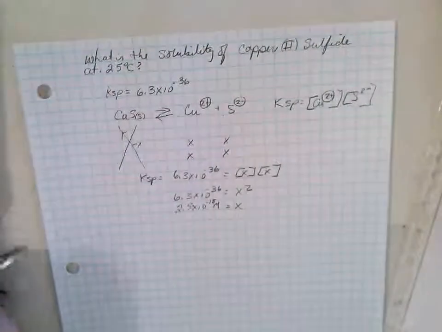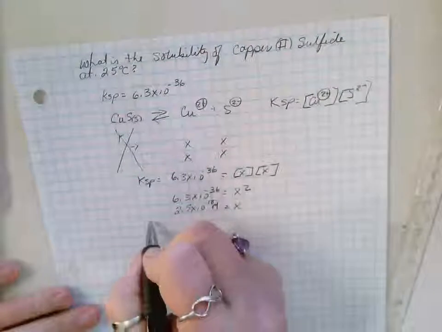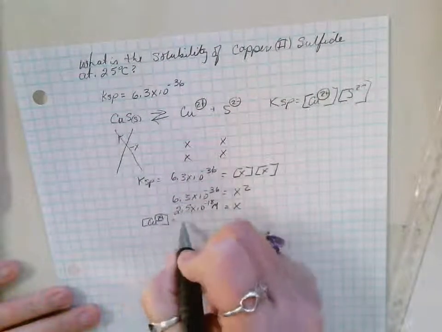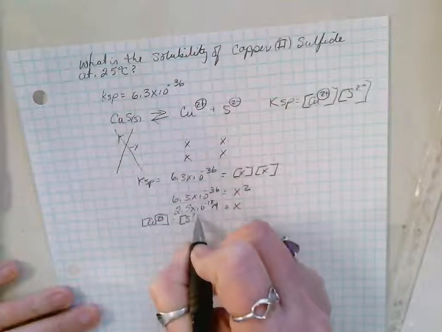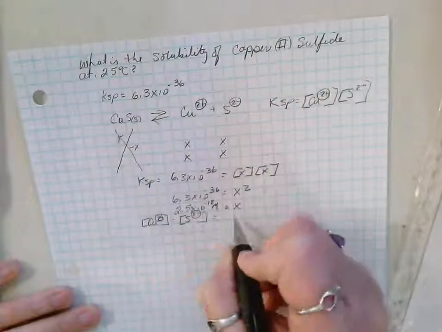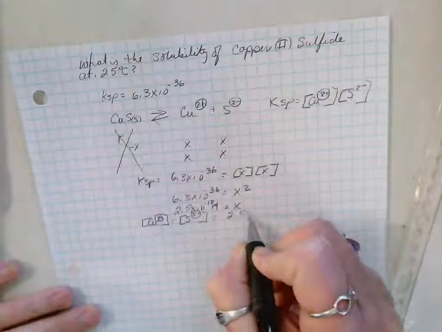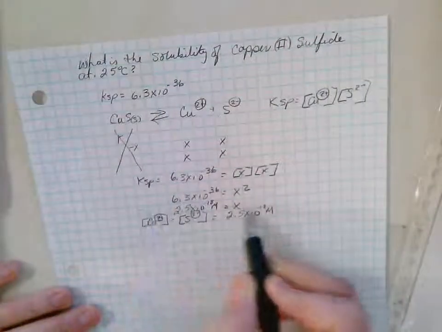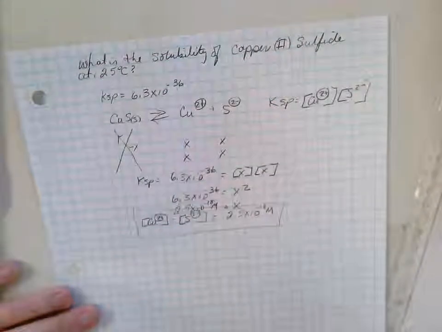And so in these problems, you have to give me that the concentration of copper ions is going to equal the concentration of sulfide ions, which is going to equal 2.5 times 10 to the negative 18th molar. These would be the simplest of this type of problem to do.